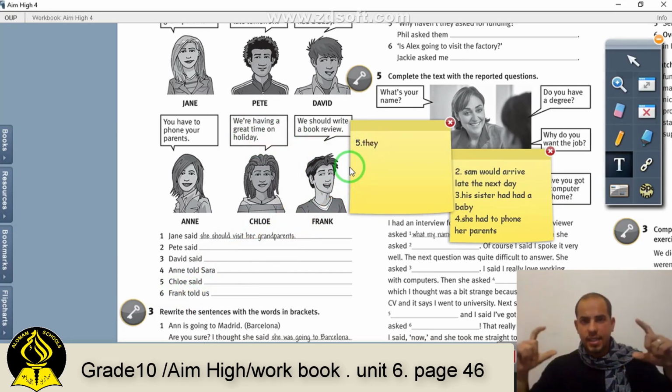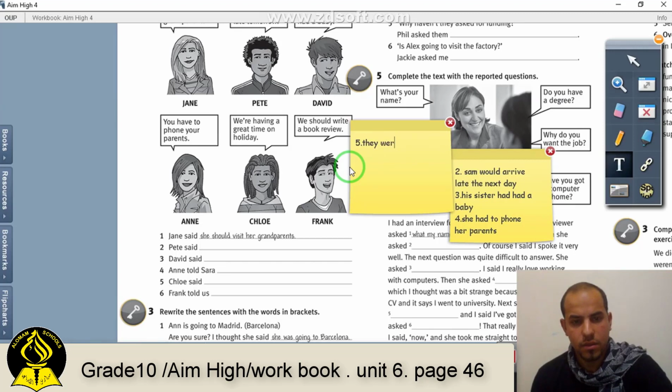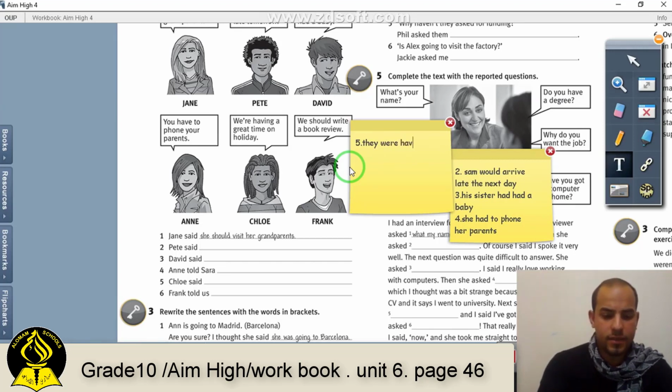Are having is the tense. Are or am plus verb ing changed to was and were plus ing. Excellent. So they are becomes they were. That they were having a great time on holiday. On holiday.